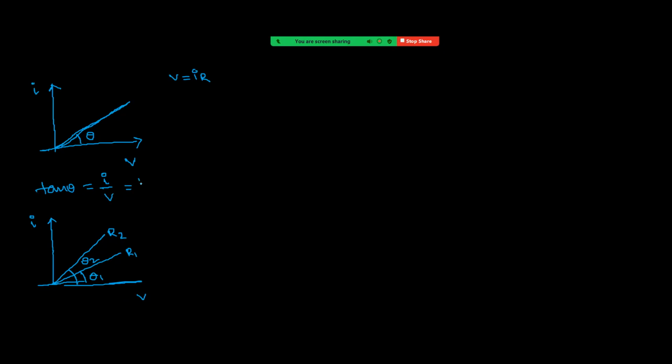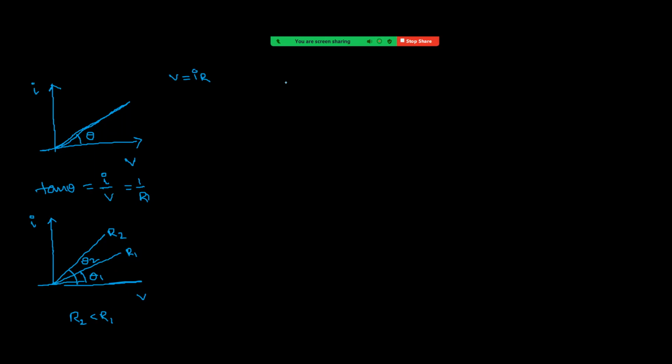Okay. So here we have seen that slope is giving us the reciprocal of resistance. So more angle means more slope. Slope more means R value is less. That means in this case R2 is less than R1, right? See, once slope is more, 1 by R value is more. That means R value is less. That's why R2 is less than R1.